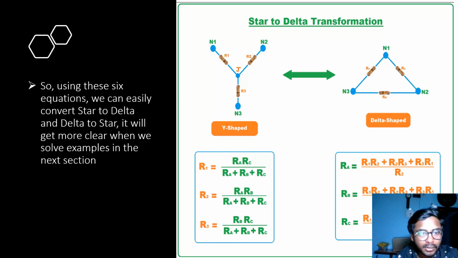So using these 6 equations, we can easily convert star to delta and delta to star. It will get more clear when we solve examples in the next section. The 6 equations are these. So you can see the equations. We can transform star to delta and delta to star.